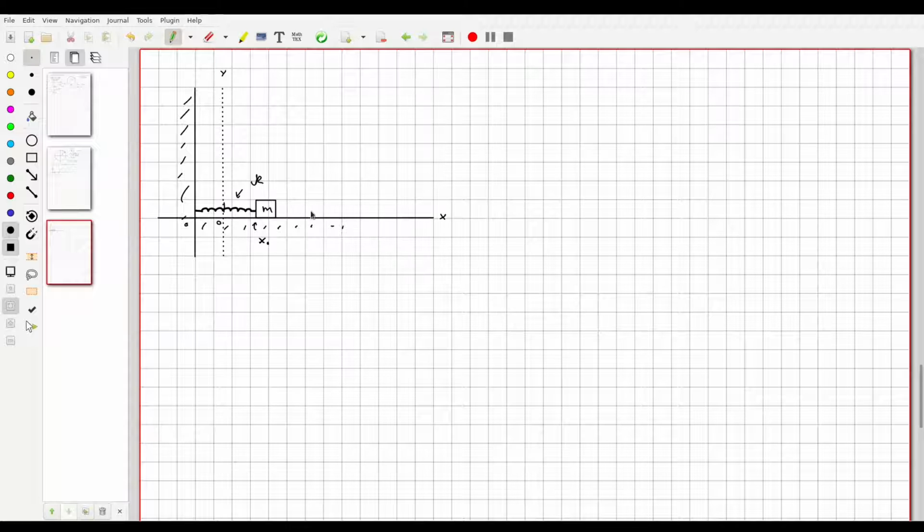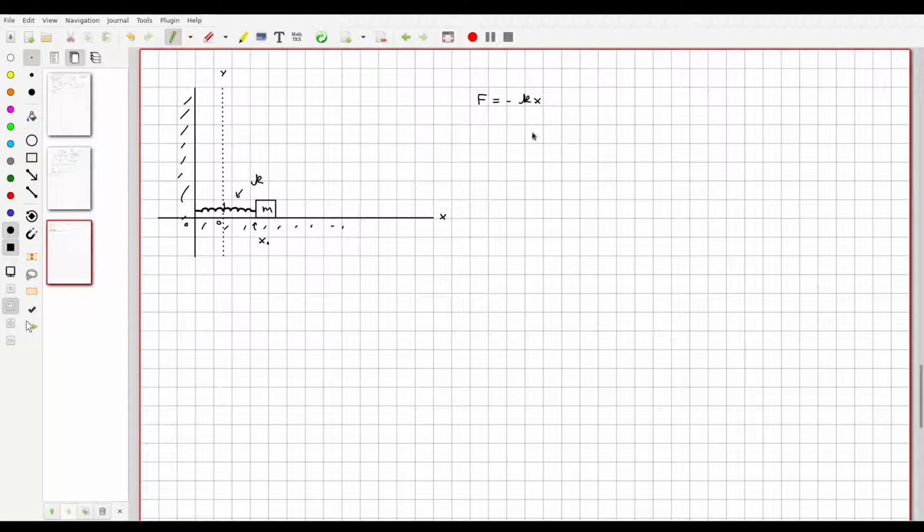What I'd like to do, though, is to just look at the spring force. So when I release this thing from rest, it's going to want to go zing into the left. And it's going to follow a force law that we know as Hooke's law. F is equal to minus k times x.